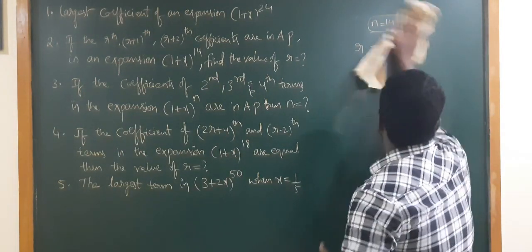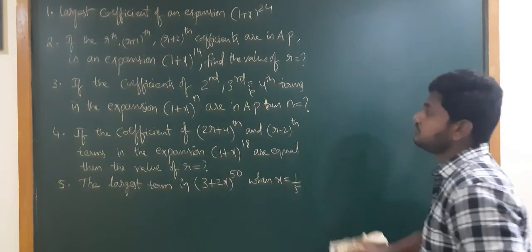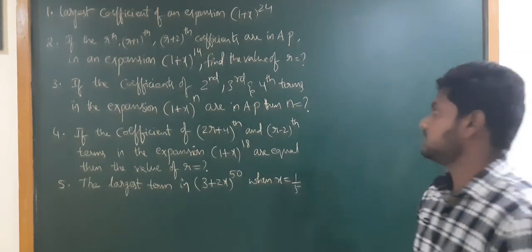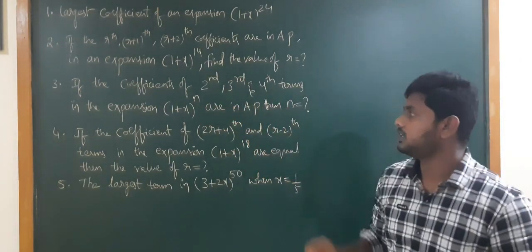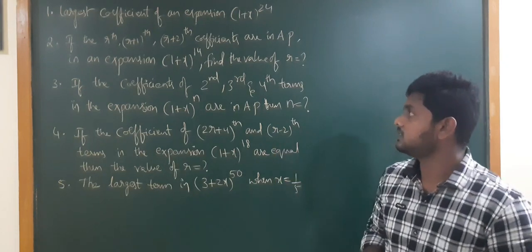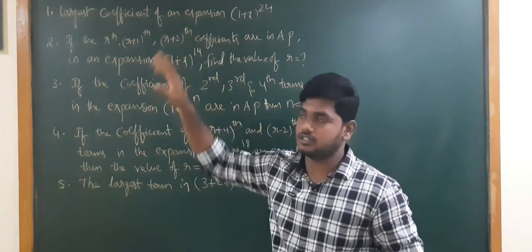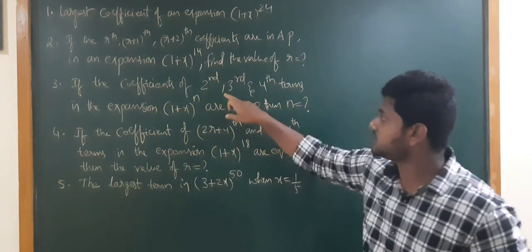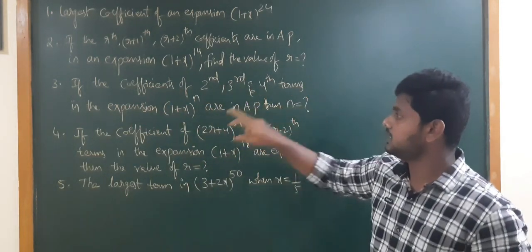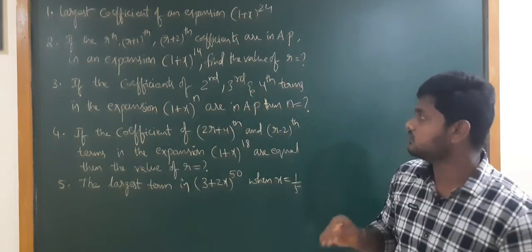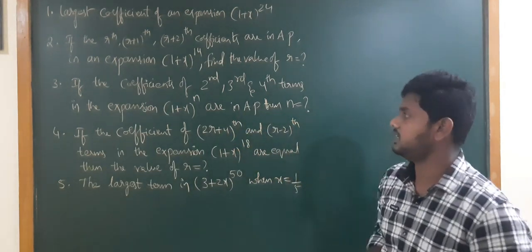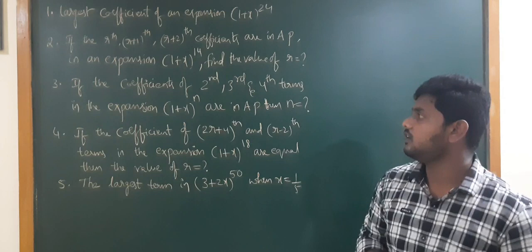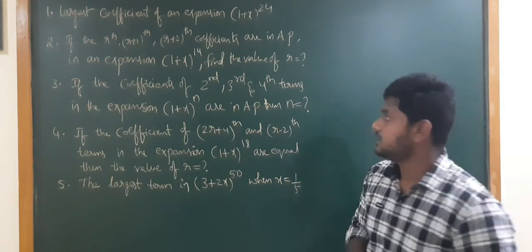Now another question, the third one. If the coefficients of the second, third and fourth terms in the expansion of (1 plus x) whole to the power of n are in AP, then find the value of n.